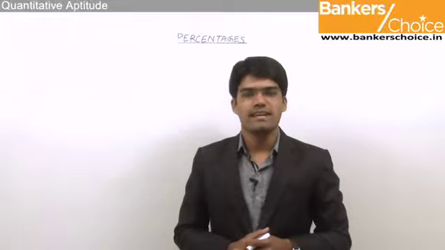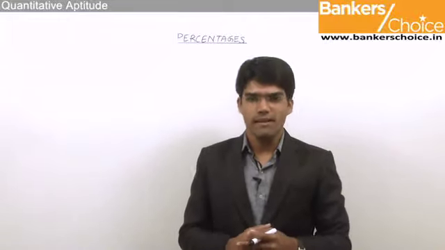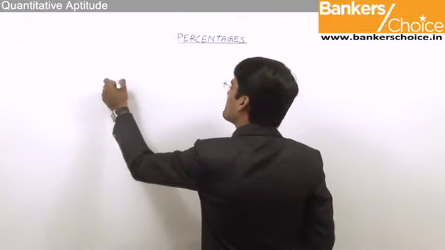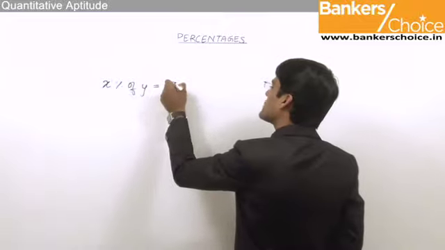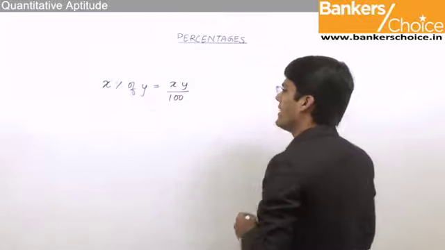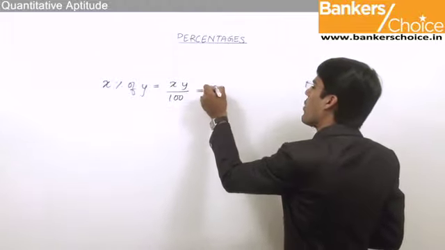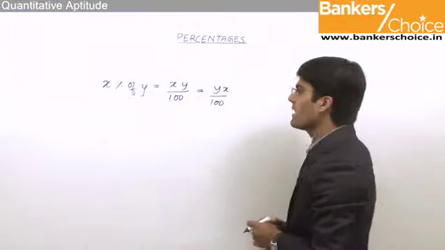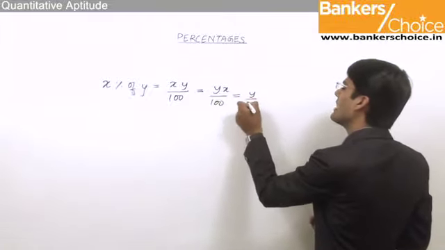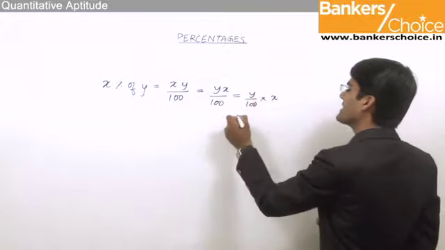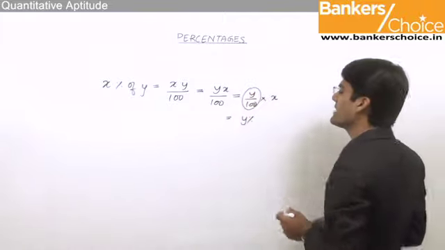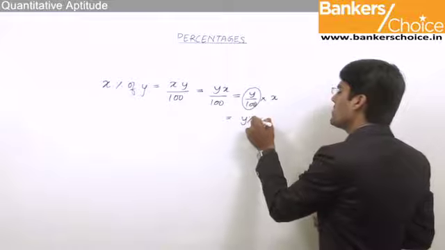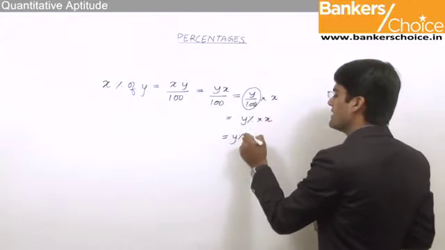The next point that we need to understand here is x percent of y is same as y percent of x. Let us understand how it is possible. We know that x percent of y is equal to xy by 100. Now xy by 100 can be taken as y into x by 100. Why? Because x into y is same as y into x. And now if we split it as y by 100 into x, we can take it as y percent, since y by 100 is nothing but a fraction where the denominator is 100. So we can take it as y percent into x, which is equal to y percent of x.